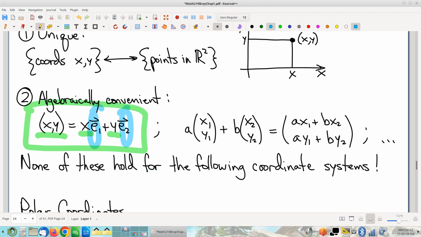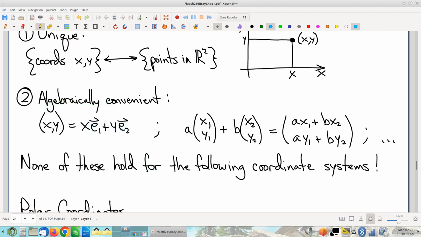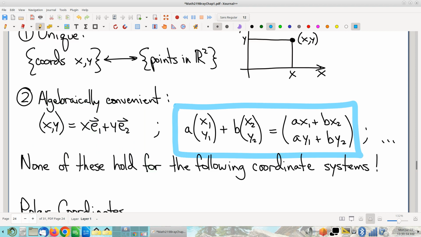This, of course, is just a special case of a broader fact, and that is that coordinates, you might say, linear combinations can be computed by coordinates. So if you're taking a linear combination of two vectors, you can compute the coordinates of the result by taking the same linear combination of the corresponding coordinates. That's really handy. And again, you've used this a million times, presumably.